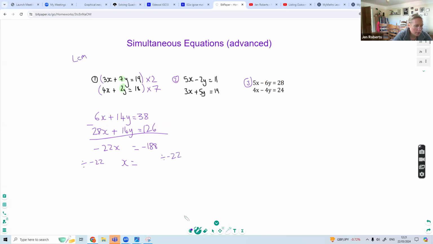Oh, hang on, that's not... Sorry. That should be minus 88 there, shouldn't it? Minus 88 divided by minus 22 gives you 4. So x is 4. So now we've got our x.